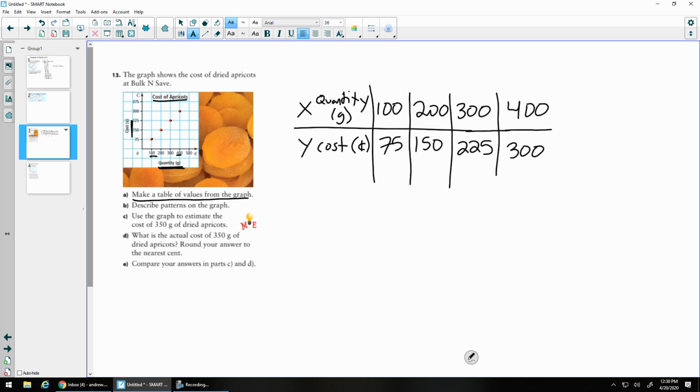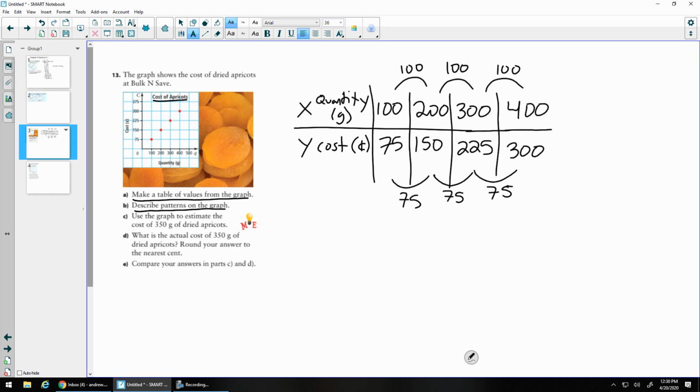So describe the patterns on the graph. What is this graph telling us? Well, every time we go up by 100 grams, how much is our cost going up? 75 to 150 is 75 cents. 150 to 225, well, 150 to 200 is 50, and then 200 to 225 is another 25, so that's another 75 cents. 225 to 300 is another 75 cents. So the pattern on this graph is telling us that you're paying 75 cents for every 100 grams. Okay?